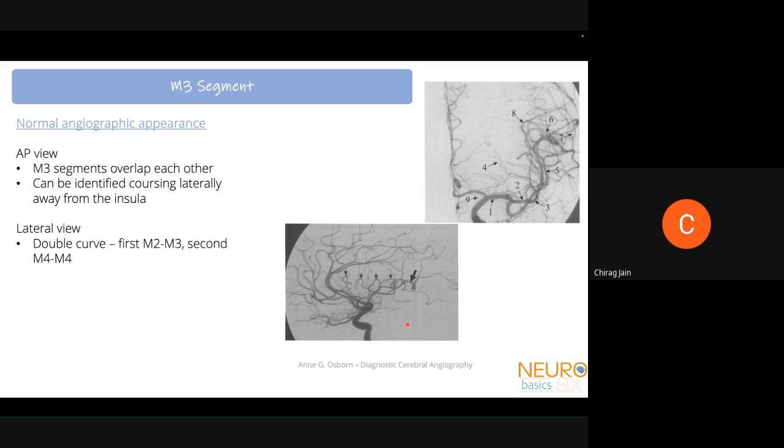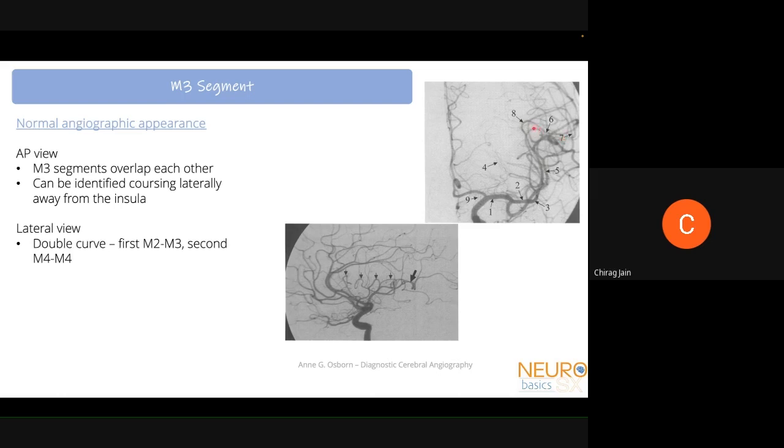The M3 segment, that is the opercular part. So as we can see here, this is the part. So the M2 segment is the part running over the insula, and the part which bends at the superior sulcus, and then again bends at the cortical surface. That is the opercular part. That is the M3 segment.